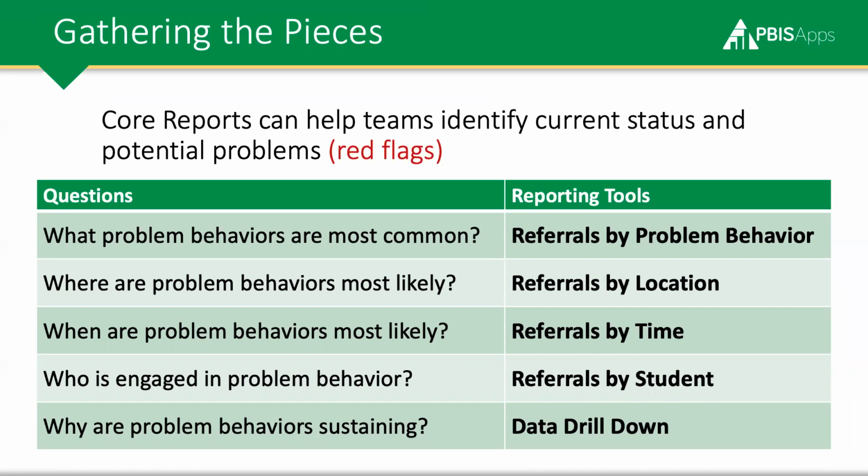Think about those core reports we saw earlier that showed the average referrals per day per month. We looked at that by problem behavior, location, time, student, grade, day of week. Those are all the core reports. So when we look at those core reports, that can be a jumping off place for your data analyst to start to identify some potential problems or some red flags.